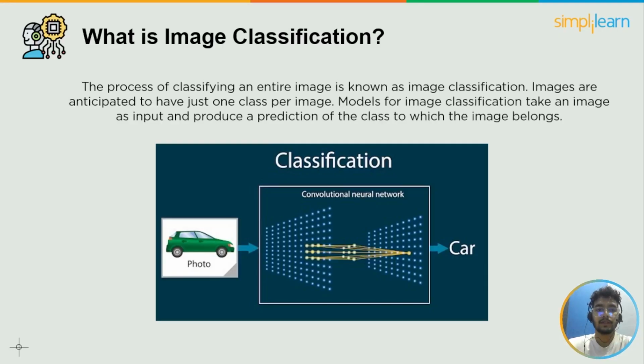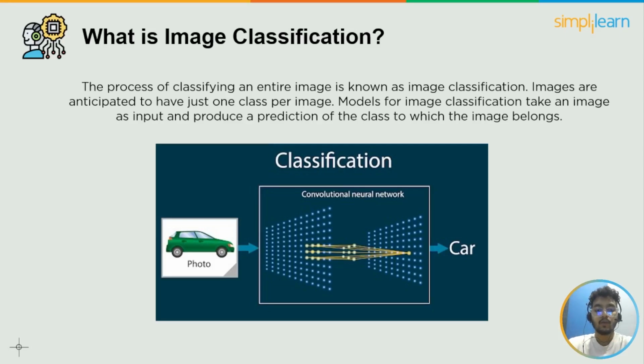What is image classification? The process of classifying an entire image is known as image classification. Images are anticipated to have just one class per image. Models for image classification take an image as input and produce a prediction of the class to which the image belongs. So we can utilize image classification models when we are not interested in individual instances of items with position information or their shape.